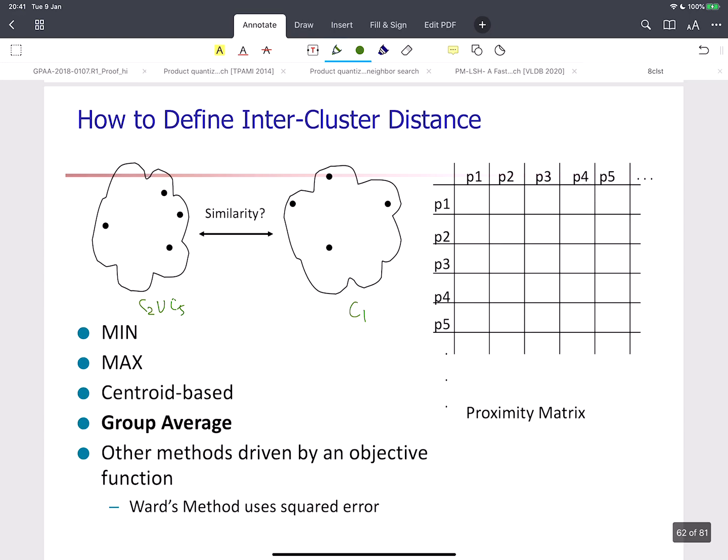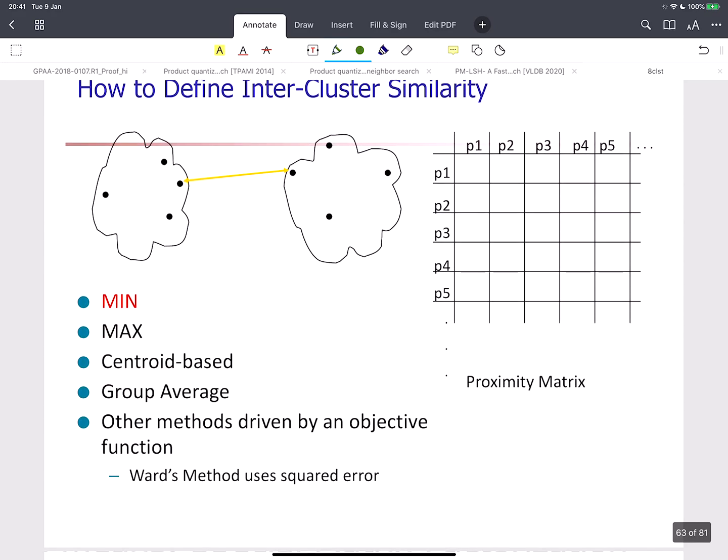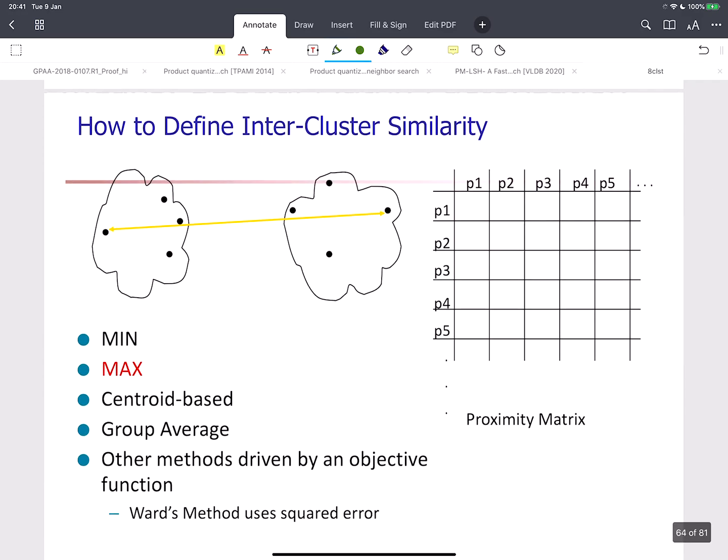So the simplest way is to say the two clusters are similar if their closest pair is very similar, or the distance is smaller. So the min looks at the minimum distance between any 2 points from the two clusters, and uses that as the similarity of the two clusters. In this example, the min should be determined by the distance between these 2 points, and the max is the other way around.